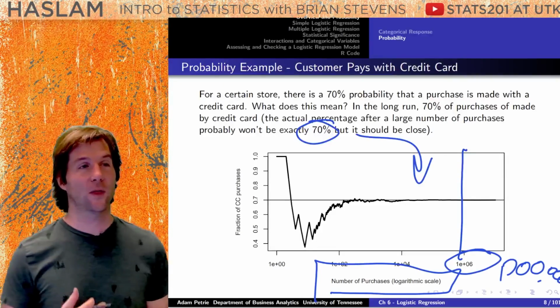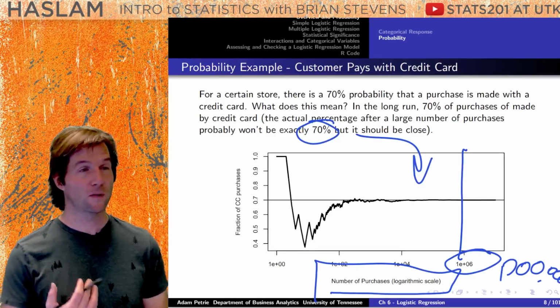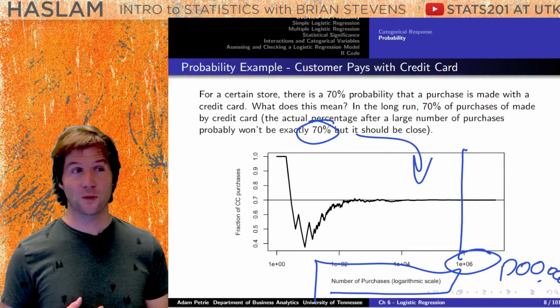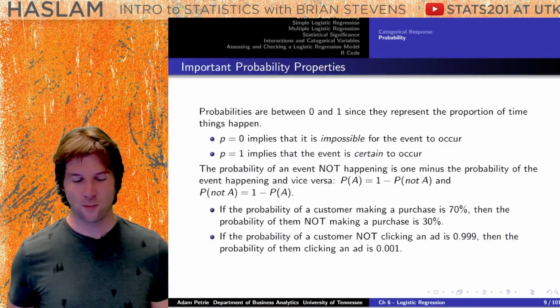And this is just how we think about the probability theoretically to understand that the probability of something occurring is the long-run frequency of the percent of time it occurs. And we can see this with the law of large numbers.